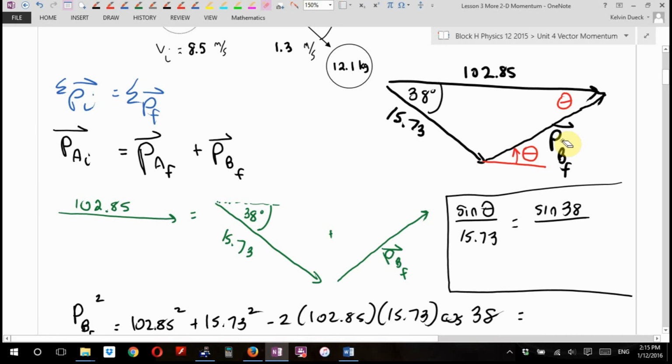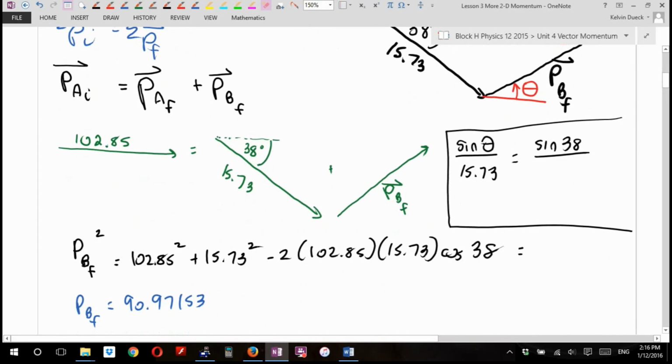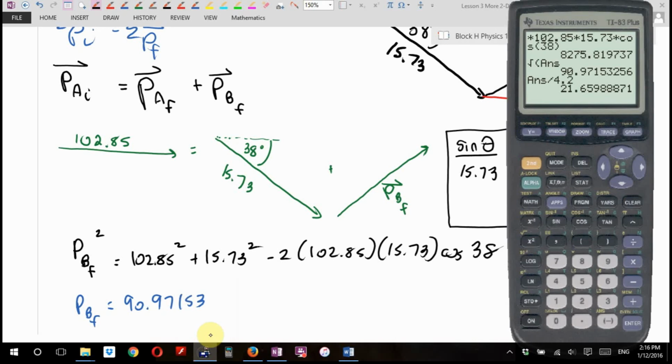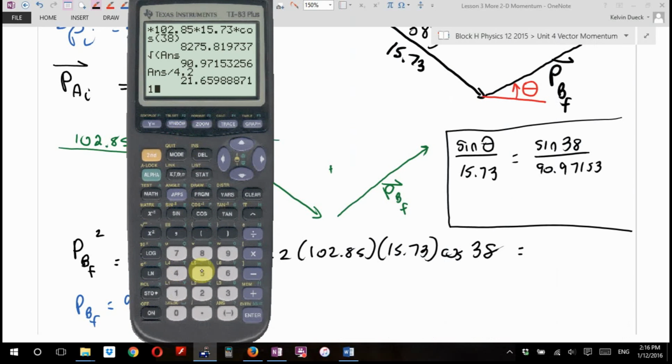Because sine law is easier. It's cross-multiplying. But now I know the momentum was 90.97153. What are you trying to tell me? One fraction equals one fraction. So you're saying that 15.73 would just move to the front of the sine on the other side there? So you're saying on my calculator, I would type 15.73 times the sine of 38 divided by 90.97153?